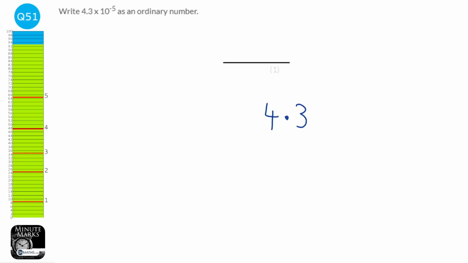Now we're going to do the amount of jumps that it shows in the power. So it says a 5 there, so we're going to do 5 jumps. And because it's a small number, we're going to go to the left to make it a small number. So we're going to go 1, 2, 3, 4, 5 jumps. The new decimal point is going to be here.